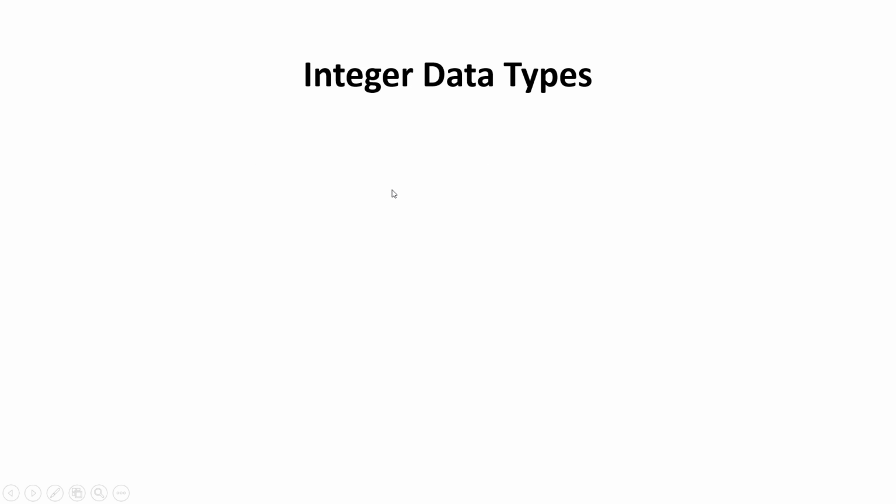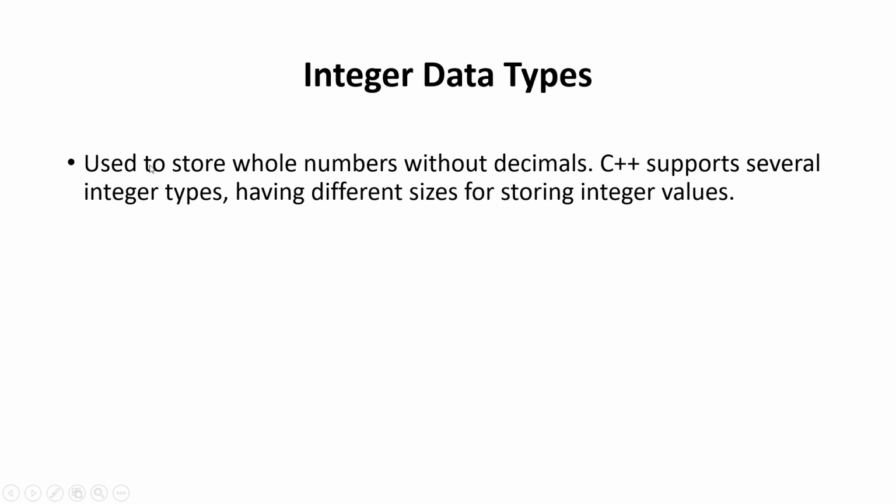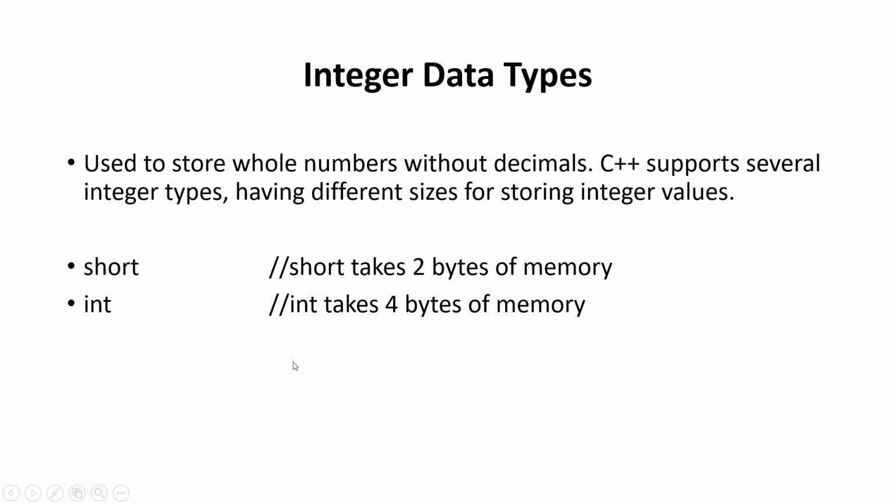There are a few types of data types. First one is the integer data type. It is used to store whole numbers without decimals. C++ supports several integer types having different sizes for storing integer values: short, int, long. Short takes 2 bytes of memory in the computer memory. Int takes 4 bytes of memory. Long also takes 4 bytes of memory.